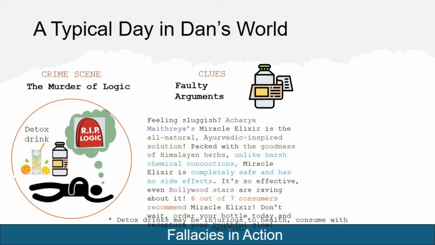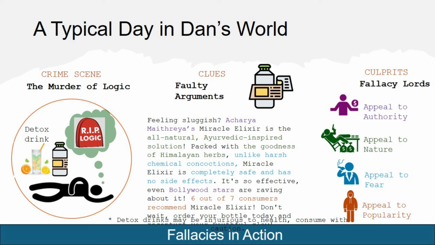So, he notices the label on the detox drink. It says Acharya Maitreya's miracle solution. Whenever we see such references to gurus or traditional practices, it seems to add credibility to the product without any scientific evidence. So, this fallacy is termed appeal to authority.